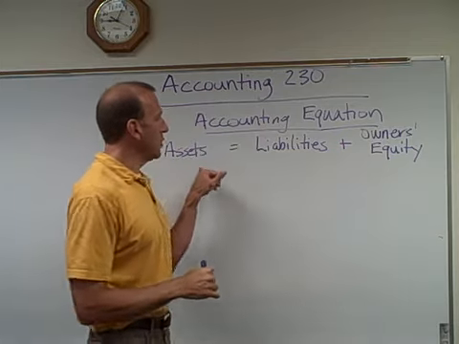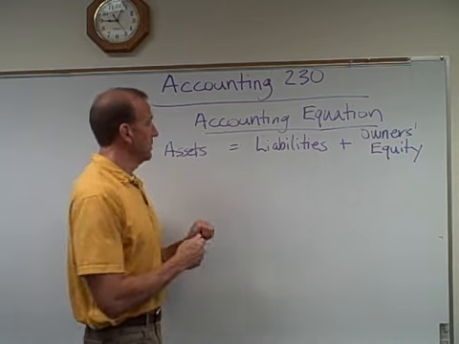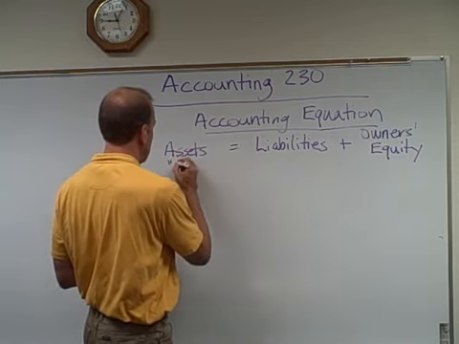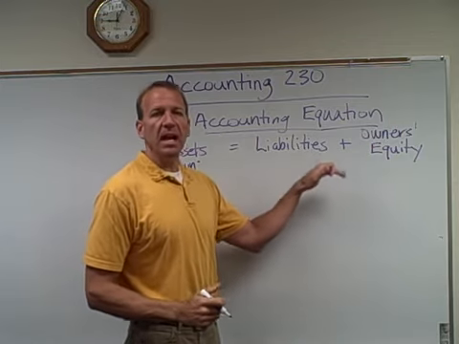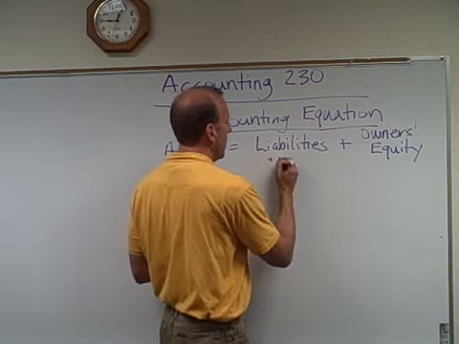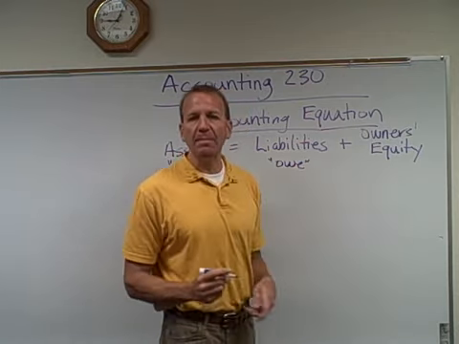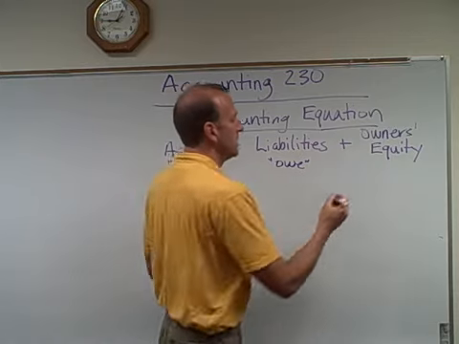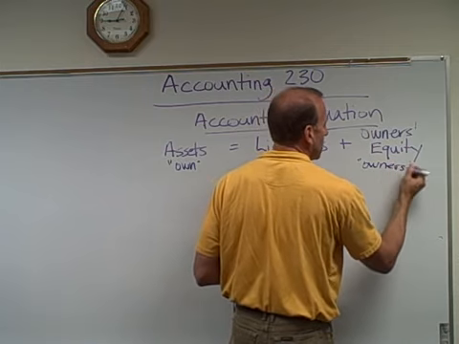It is a mathematical equation. So assets are things that we own. Right, so let me put that down here, what we own. Liabilities, the other side of the equation, is what we owe. And then owner's equity is the claim that the owners of the company have. So I'm just going to put down the owner's claim in the business. So owner's claim.